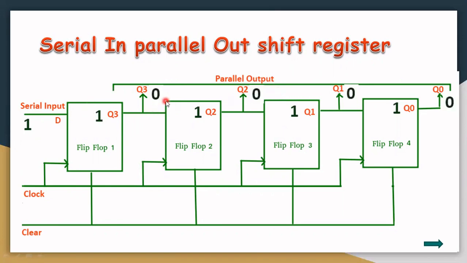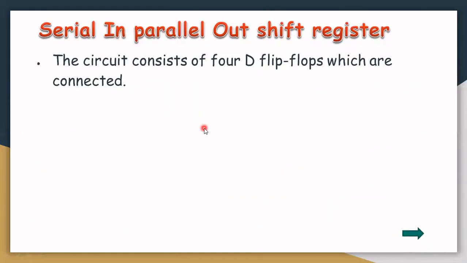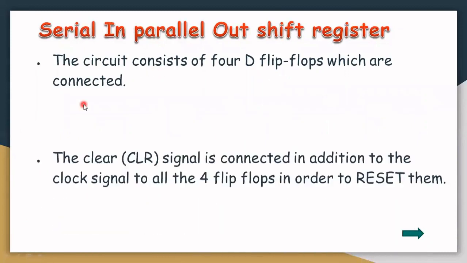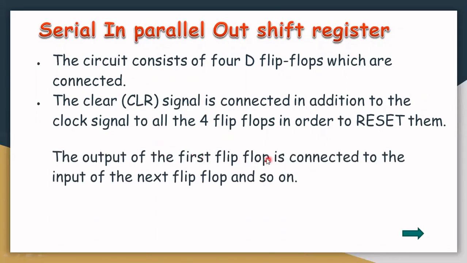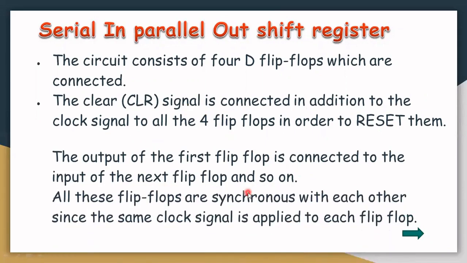Serial in and parallel out. So, in the serial in, parallel out shift register, the circuit consists of 4 D flip-flops which are connected. The clear signal is connected in addition to the clock signal to clear all flip-flops. The output of the first flip-flop is connected to the input of the next flip-flop and so on. I discussed all these things. All of these flip-flops are synchronized with each other since the same clock is applied to each flip-flop.